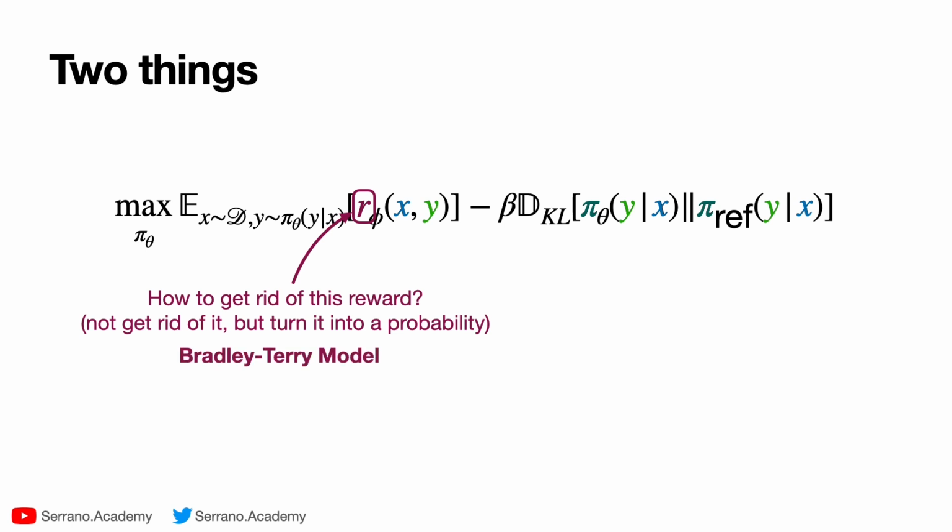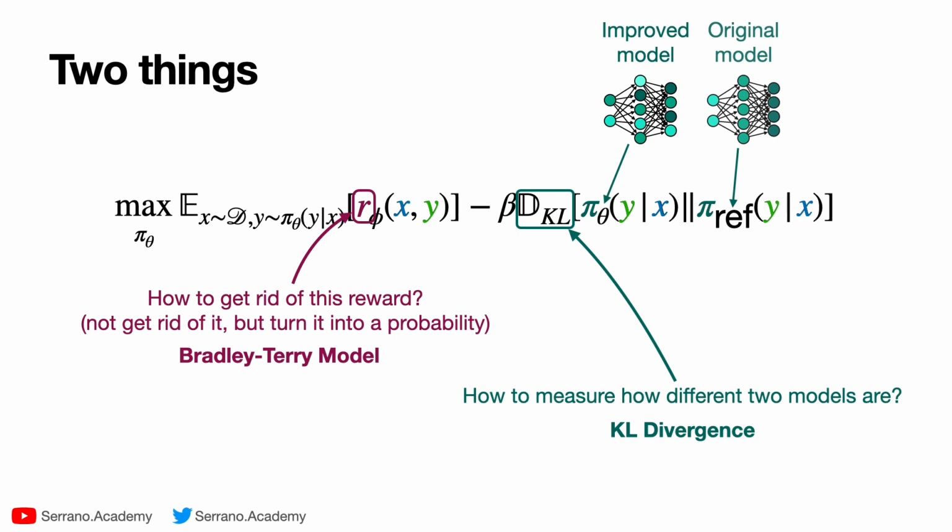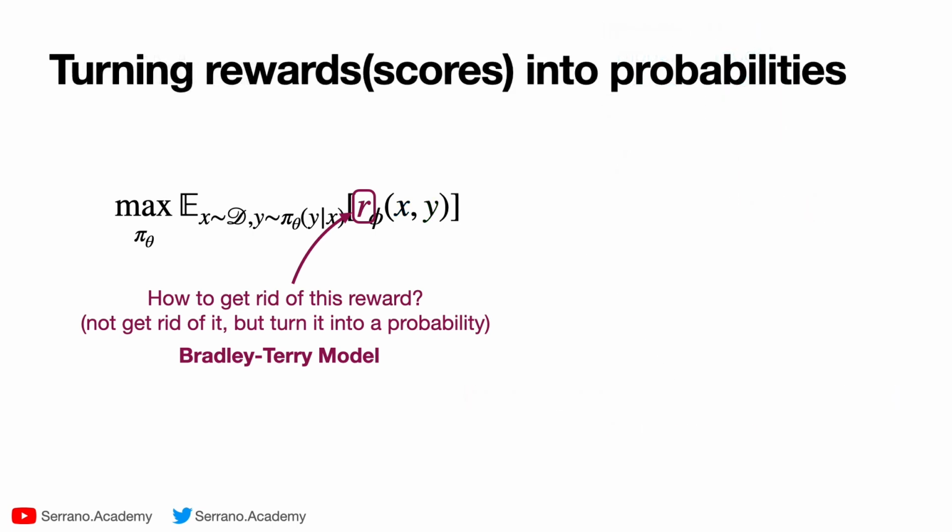And over here we have something called DKL. That is a way to measure how different two models are. And that's called KL divergence. What are we comparing? Well, we're comparing the improved model with the original model. And what we're doing is comparing the distributions that these models generate. Because what KL divergence does is it compares two distributions and it outputs a large number if they're very different and a small number if they're very similar. So let me first get to this part.